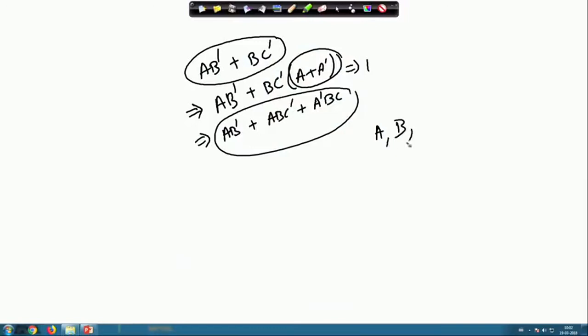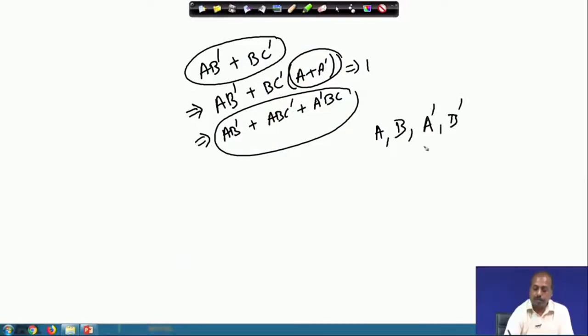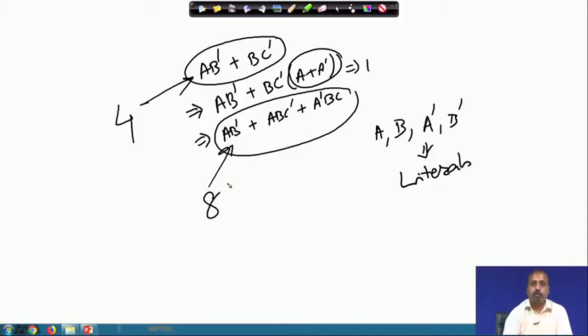These A, B, etcetera, or the complements like A bar, B bar, are called literals. The number of literals in these expressions may vary. In this expression we have 4 literals, and in this expression we have 1, 2, 3, 4, 5, 6, 7, 8 literals. So literal means the variable or its complemented form. Then we have the term: A B bar is a term, and similarly A B C bar is a term. So we have literals, terms, and then the whole expression.